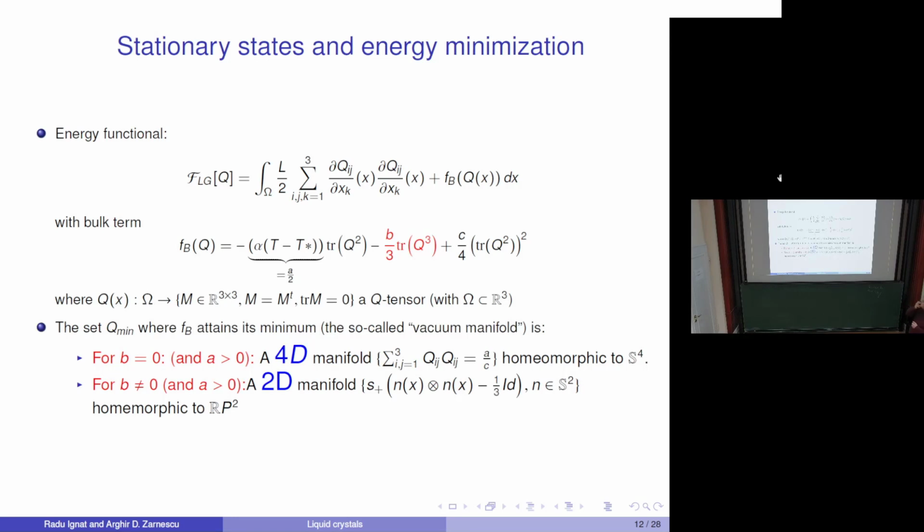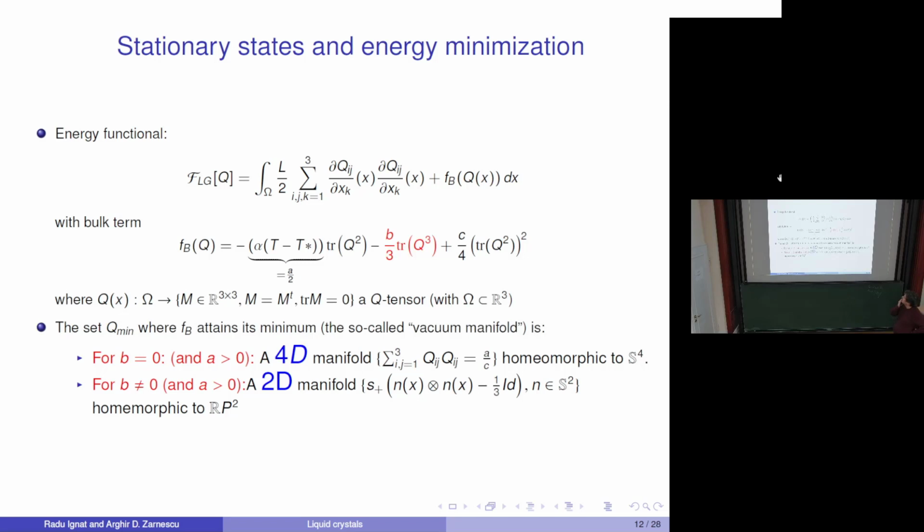And then you have this part which says that I look at the derivative with respect to the x_k direction, where k goes from 1 to 3. And then I look at the gradient. So this is just the gradient of Q squared, and I take the gradient for each component. So this is the gradient of Q_ij squared, and then I sum over all components i and j. So this is just saying how I penalize spatial variation. That's quite common in many theories, of course. And then what is specific to this theory is this polynomial here.